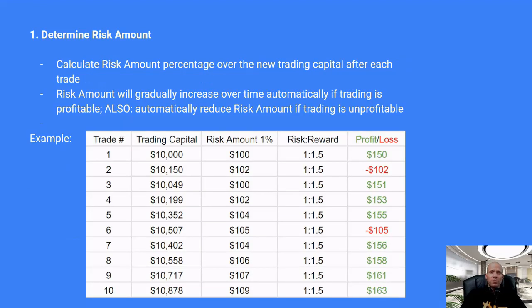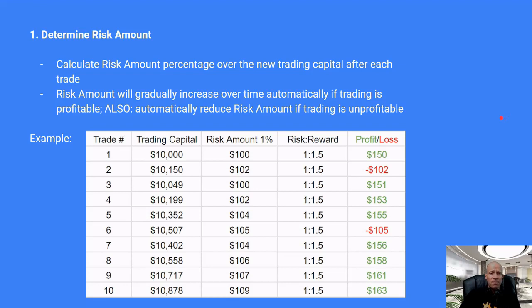What you can also do when you're determining your risk amount is to calculate the risk amount percentage over the new trading capital after each trade. That way the risk amount will gradually increase over time automatically if trading is profitable. Also, it will automatically reduce the risk amount if trading is unprofitable.